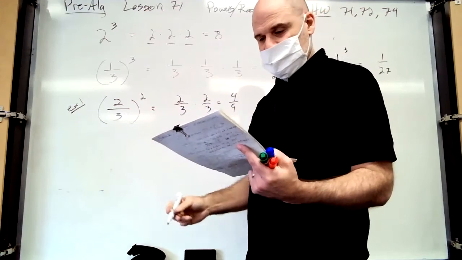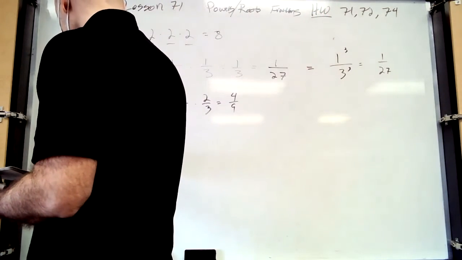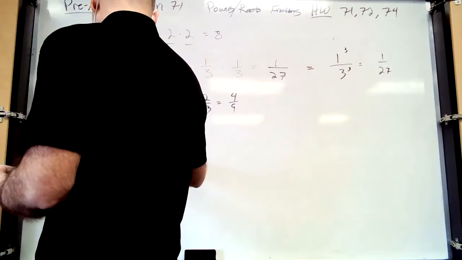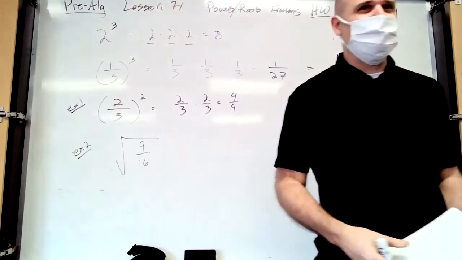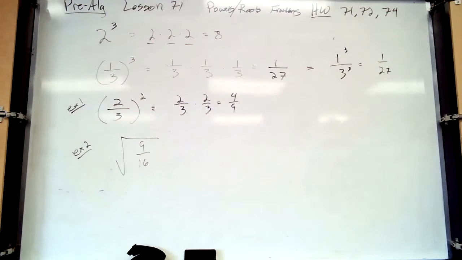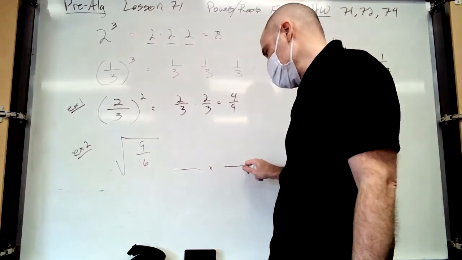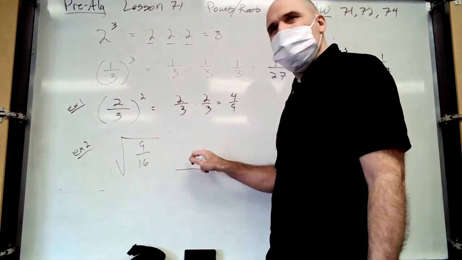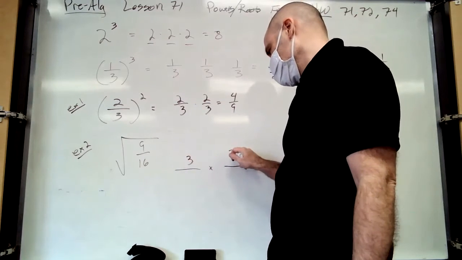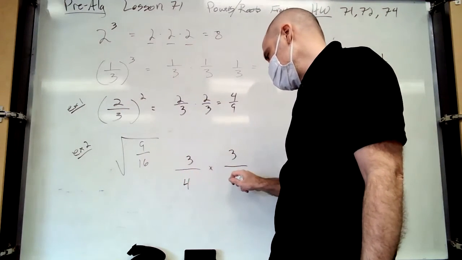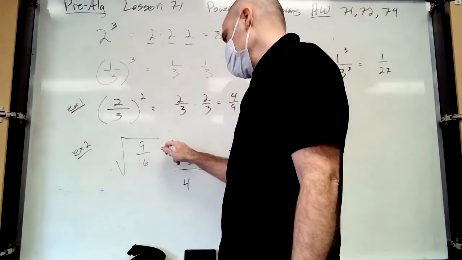Ready? Okay, so basically, what fraction times itself equals that? Well, what times what equals 9? 3. And what times itself equals 16? 4. So this is 3/4.